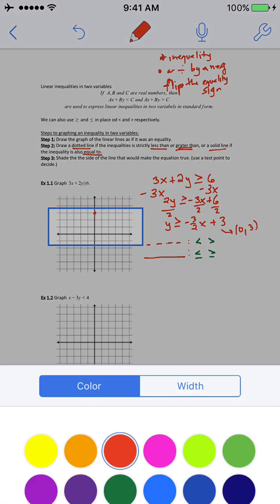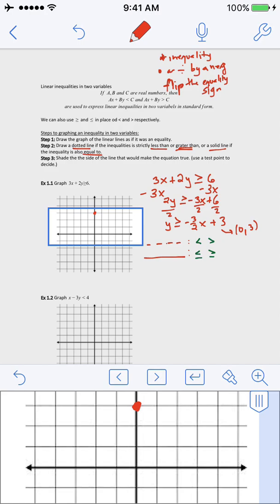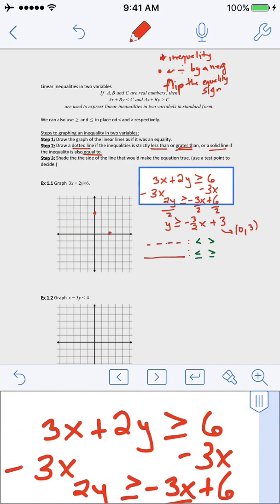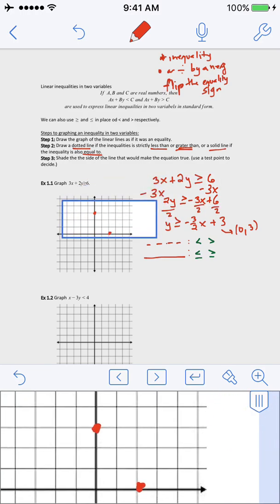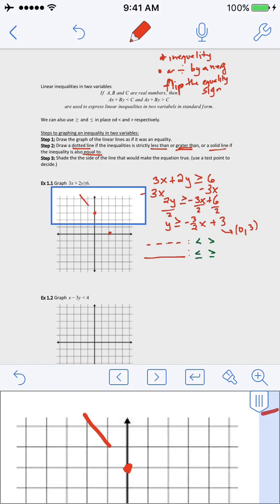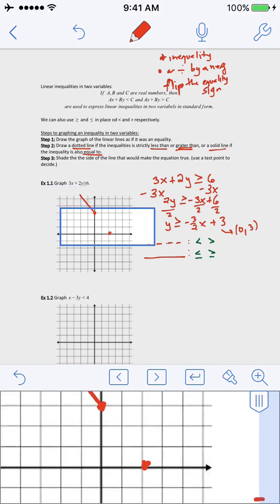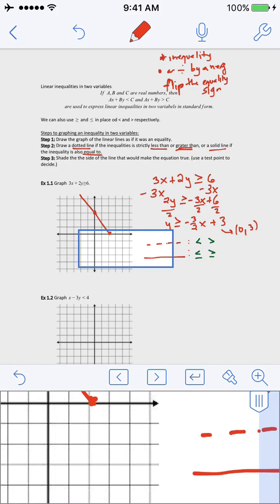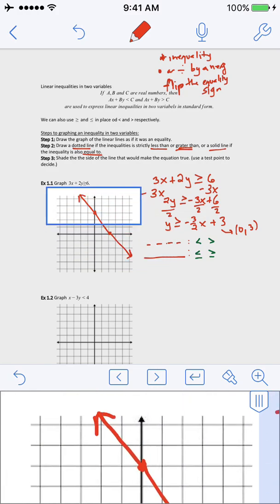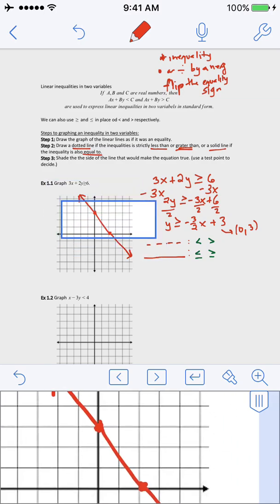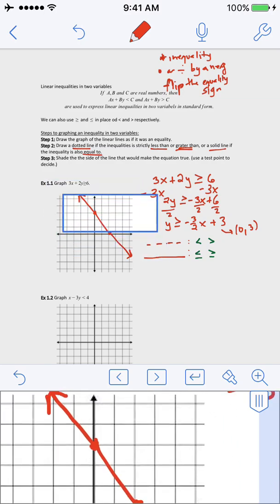Oops, I seem to have lost my other point. So we go down 3 and over 2, goes over there. Because if it was strictly greater than, we wouldn't want to use a solid line. Here it's also equal to, so we can go ahead and draw a solid line that connects these two. And of course we would go all the way across. And there we go. We have the first part. Alright, any questions so far? Please make sure you stop the video and get them answered.